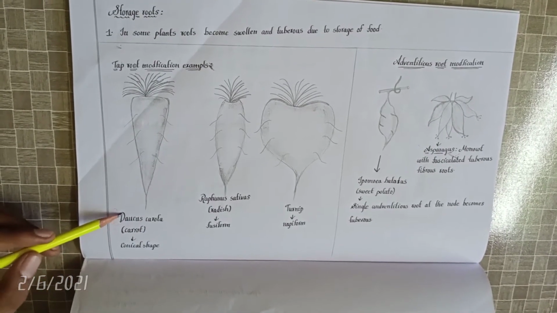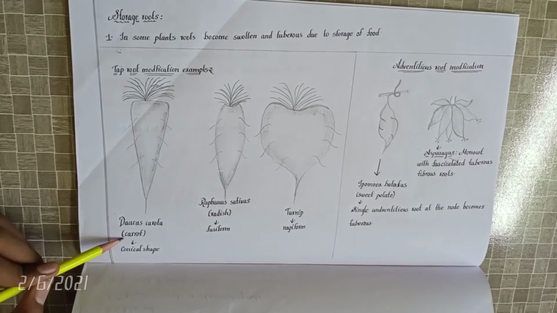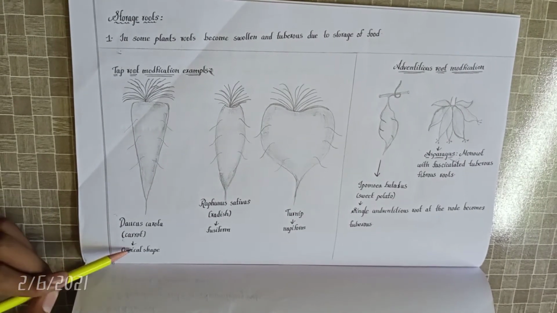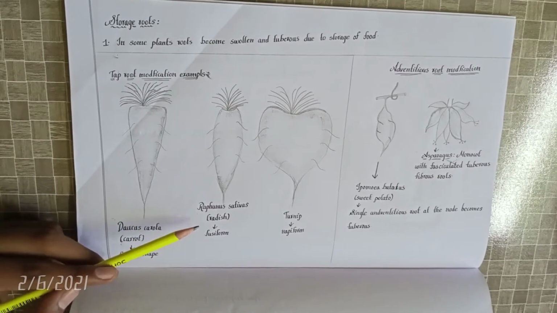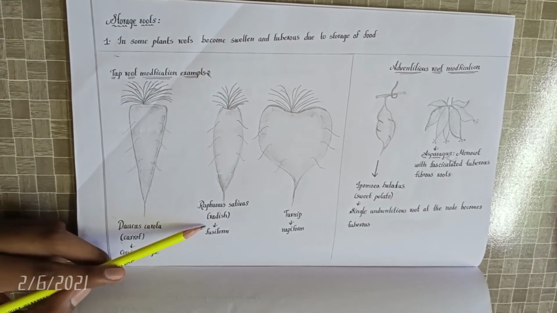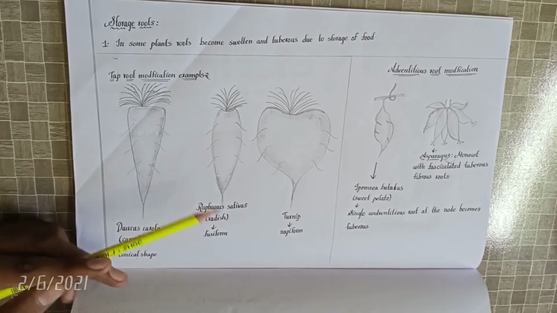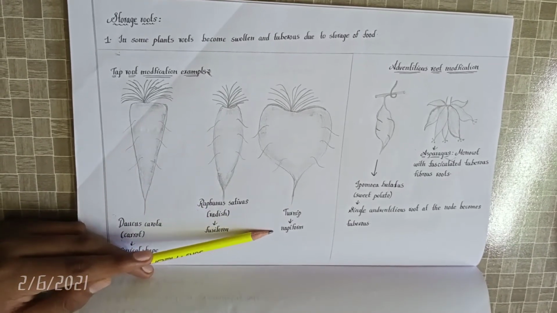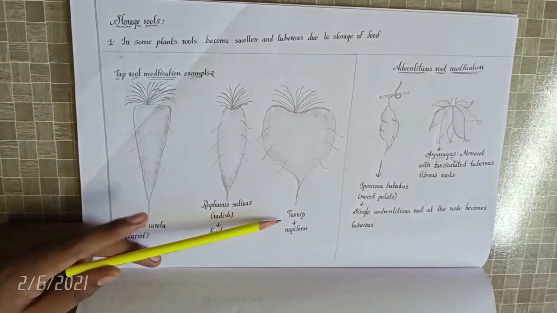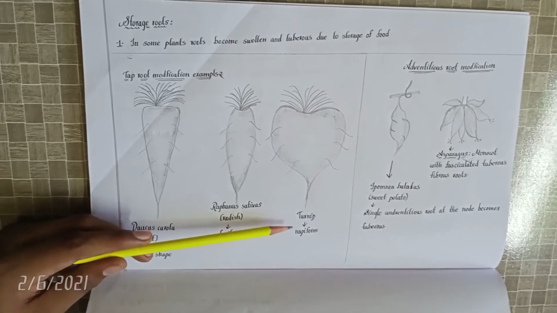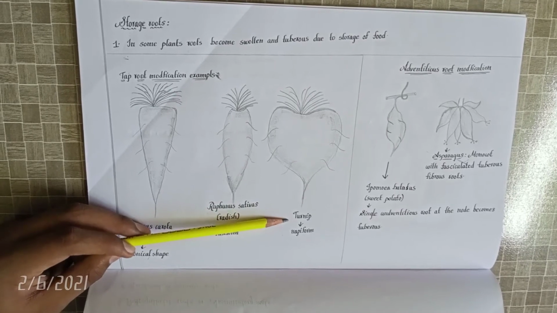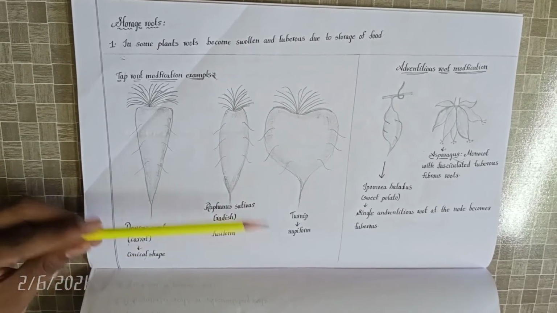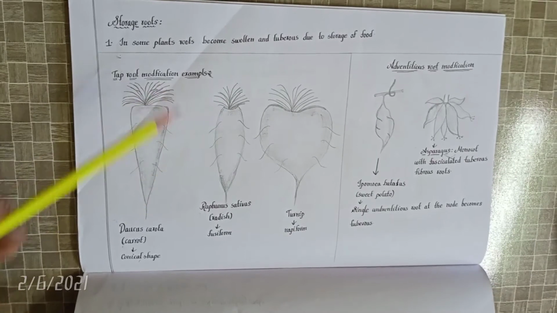The common name of Daucus carota is carrot, and it is conical in shape. Next, Raphanus sativus, whose common name is radish, is fusiform. Next, turnip, which is napiform. Turnip is also called Beta vulgaris, and the common name of Beta vulgaris is beetroot. So these are the taproot modifications.